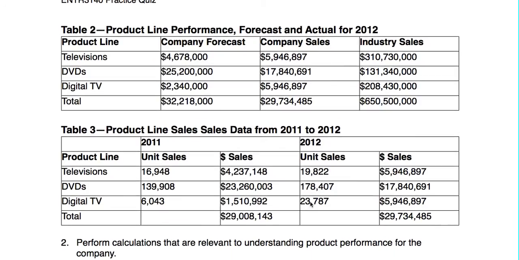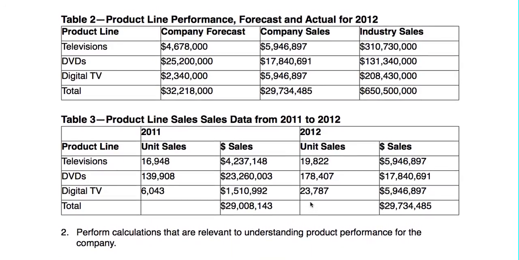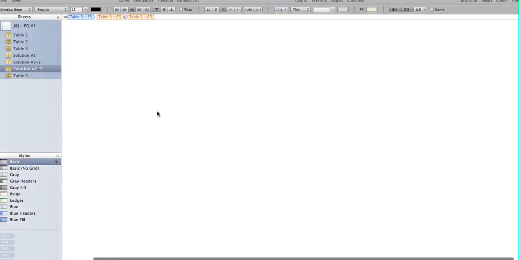This part of the problem provides you with 2 tables worth of information. The first one gives you product line performance, gives you 3 different product lines that the company sells, some information as to what the company expected to sell, data on what they actually sold, as well as industry sales for each of the 3 product categories. The second table provides information that will allow us to compare sales performance for the company year over year from 2011 to 2012. So we're going to jump over to a spreadsheet to look at these and analyze them a little bit.